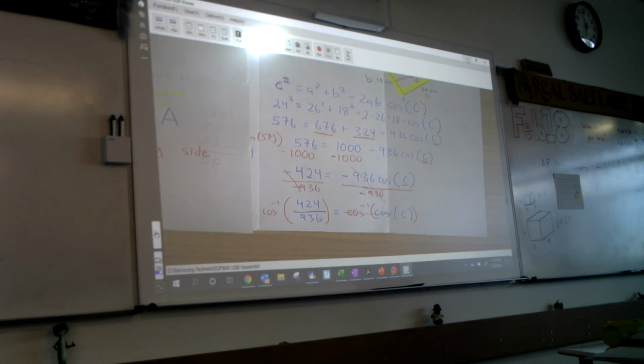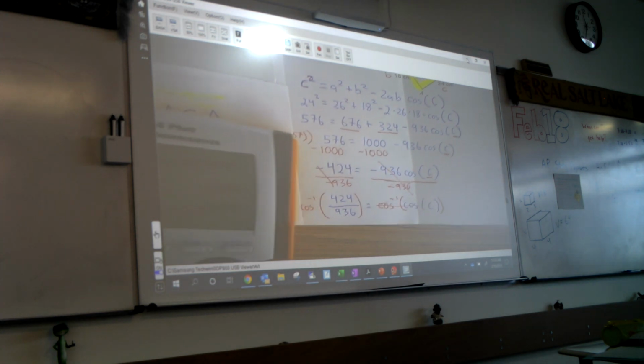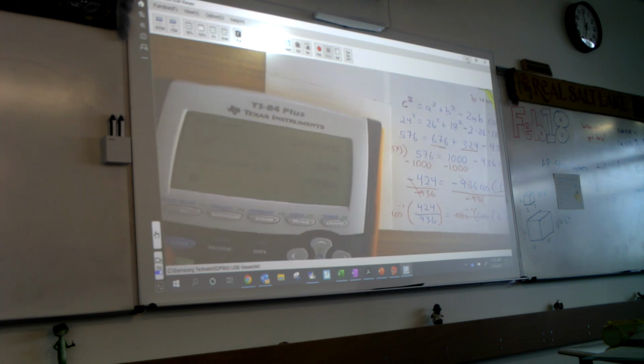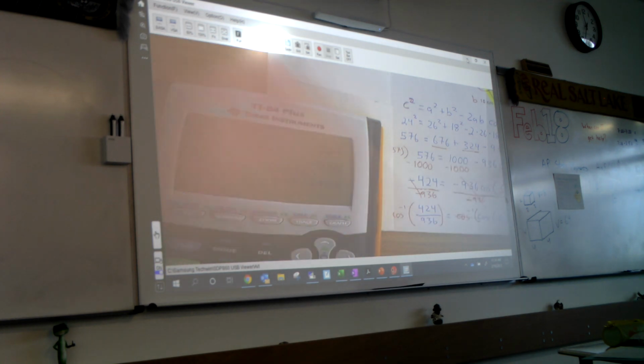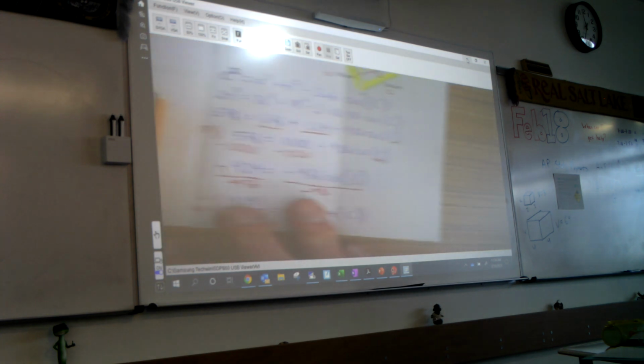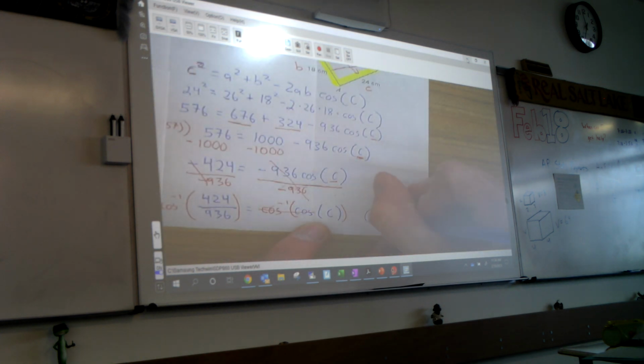So on my calculator, I'm just going to put in second cosine of 424 over 936. 63.1. Man, that 0.1, I was hoping for a nice whole number, but that's all right. So we're just going to say C is 63.1. 63.1 what? Degrees. That's an angle, so we get 63.1.